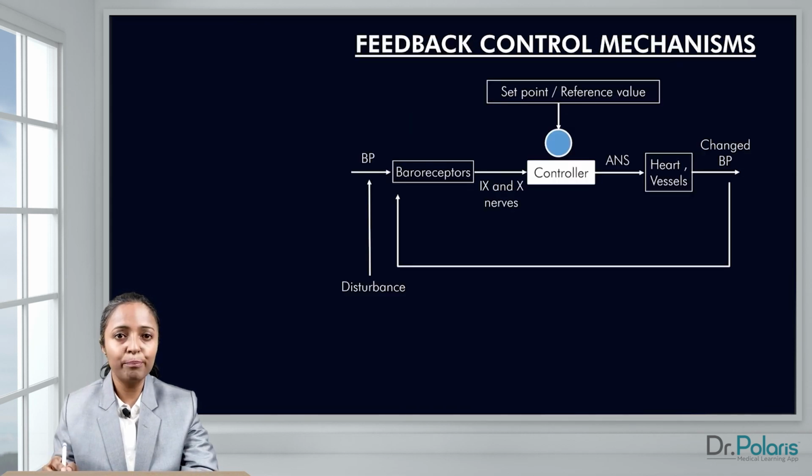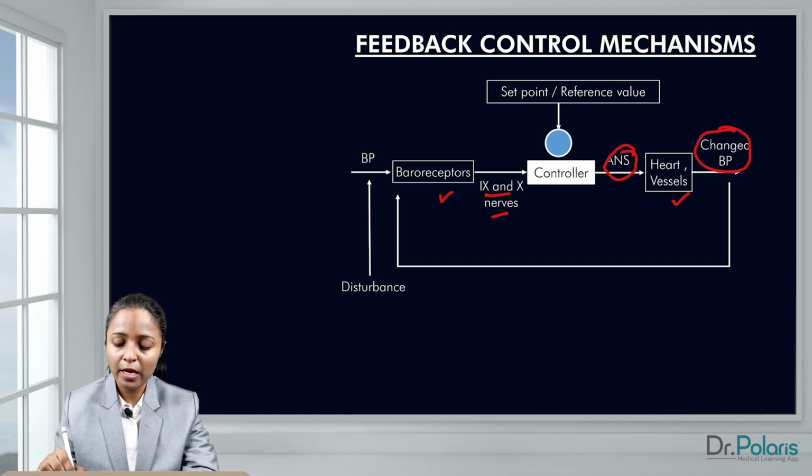So let's take the example we were talking about, blood pressure. Blood pressure is sensed by the baroreceptors, which by the 9th and 10th cranial nerves send the information to the controller, and via the autonomic nervous system, the effectors are the heart and vessels. The information is conveyed to the heart and vessels, which bring about a change in their function, and the BP is changed, and this is again sent back to the baroreceptors.